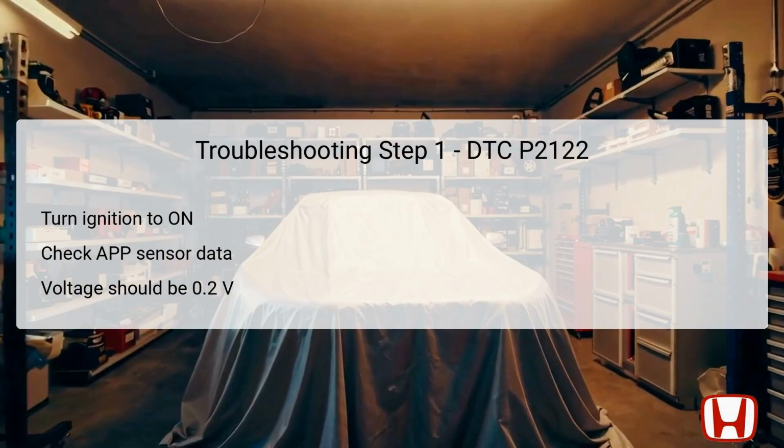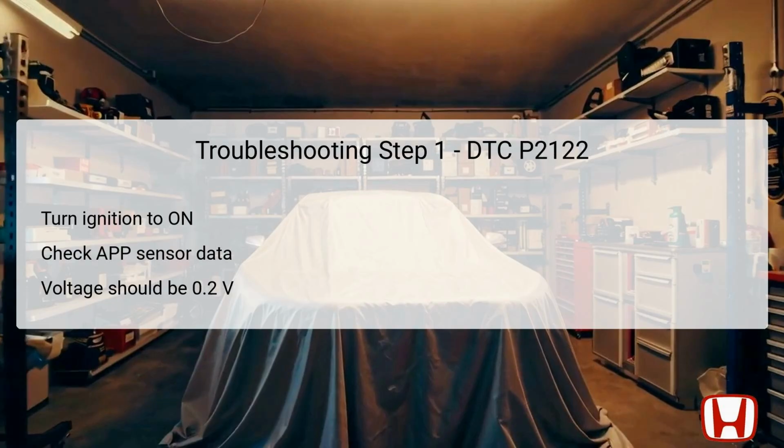The first step in troubleshooting DTC P2122 involves verifying the problem. Start by turning the ignition switch to the on position, which powers the onboard systems without starting the engine. Use the Honda Diagnostic System (HDS) to access the data list that specifically shows readings from the APP Sensor A. Here, you're looking for the voltage output from this sensor. Ideally, it should be around 0.2 volts or less. If the voltage is at this level, then the failure can be confirmed, and you can proceed to the second troubleshooting step.